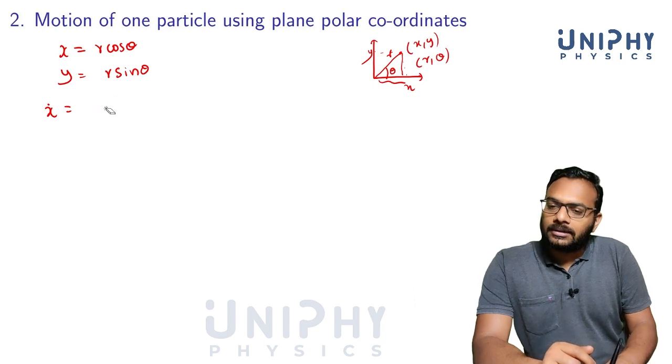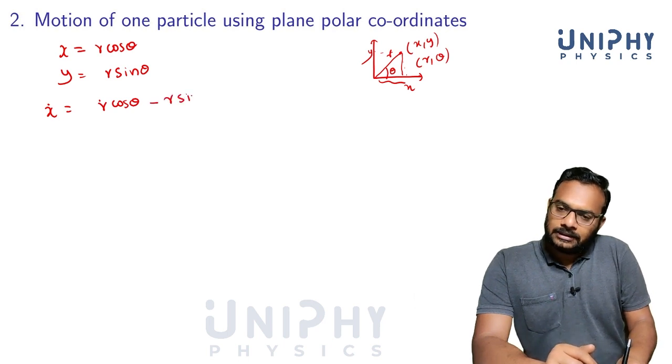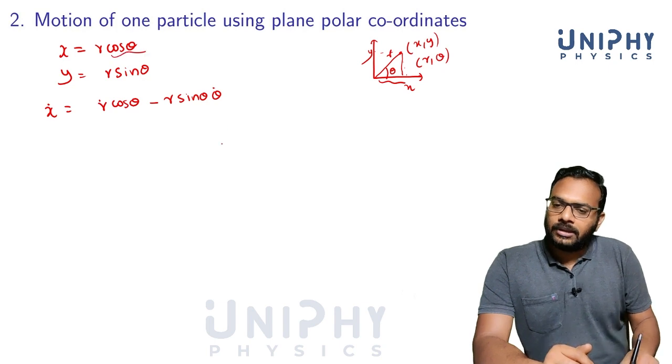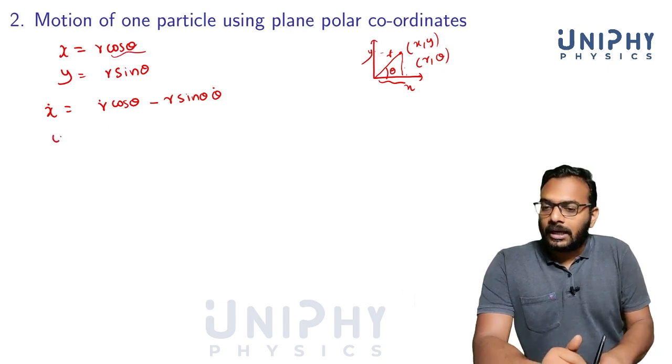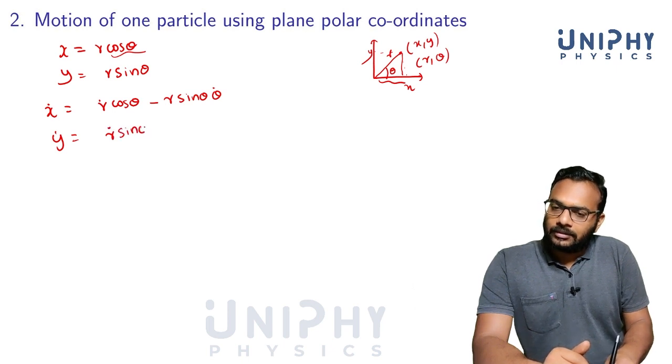Okay, we can use the product rule. We can first take x dot equal to r dot cos theta minus r sin theta theta dot. You take the derivative with respect to time, and you get minus r sin theta theta dot. And y dot is equal to r dot sin theta plus r cos theta theta dot. Right?